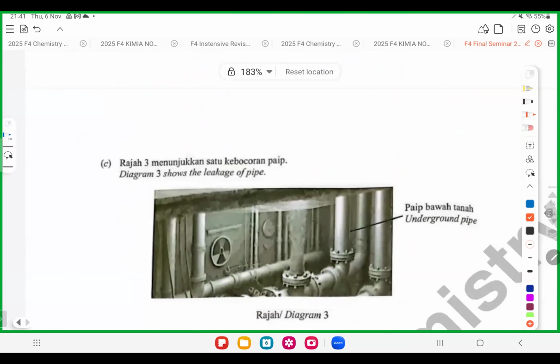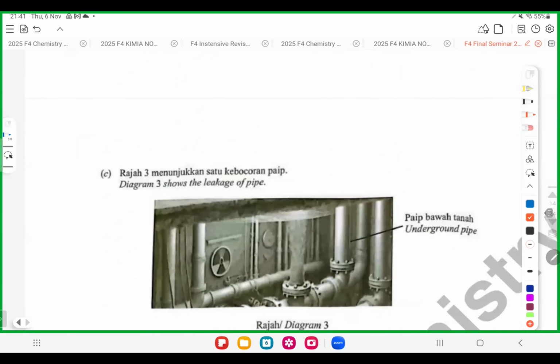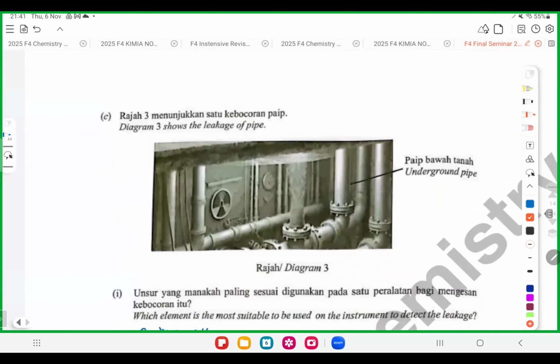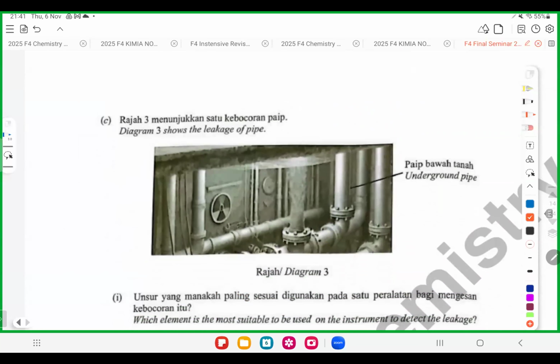Okay. This is a pipe leakage. For pipe leakage, they ask you which element is most suitable to detect the leakage. All right. So we are learning about isotopes. Anyone of you remember what is the isotope that can use to detect pipe leakage? Anyone?